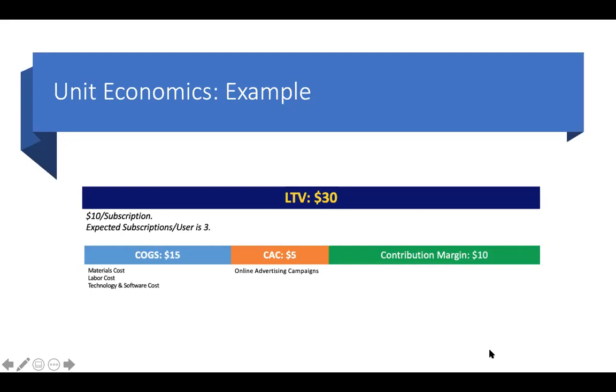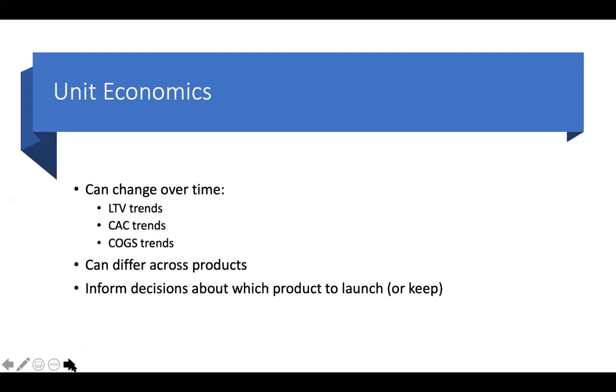Some are like the referral mechanism, you can use that as well, and the cost for that mechanism can be lower than the traditional advertising options. So in this case, the contribution margin is $10 for a given user. So as you can see, your unit economics might change over time.